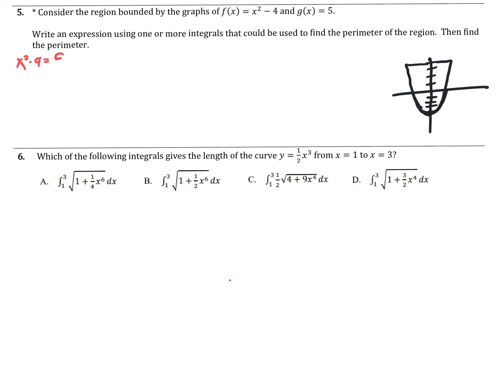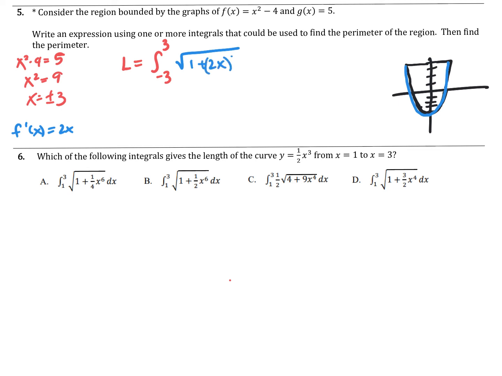So x squared minus 4 equals 5 when x squared is 9. So x is going to be plus or minus 3. Those are going to be our bounds on our integral. The total length that we're looking for is going to be the integral from -3 to 3 of, let's look at this piece here. So the quadratic, the derivative of that is going to just be 2x. So the square root of 1 plus 2x squared dx. Plus, we're looking for the whole perimeter, so we also need this length. Well, this length is just the length across this line, which is going to be plus 6.